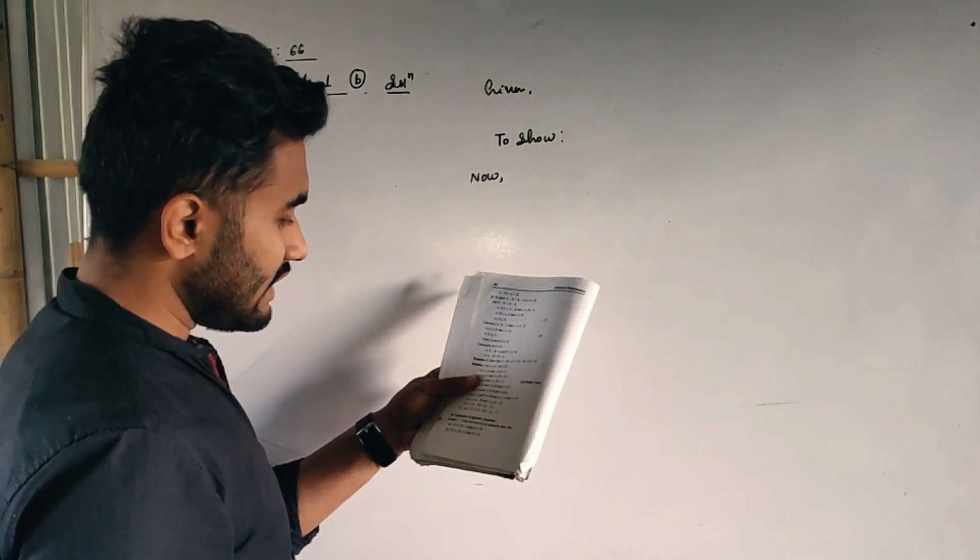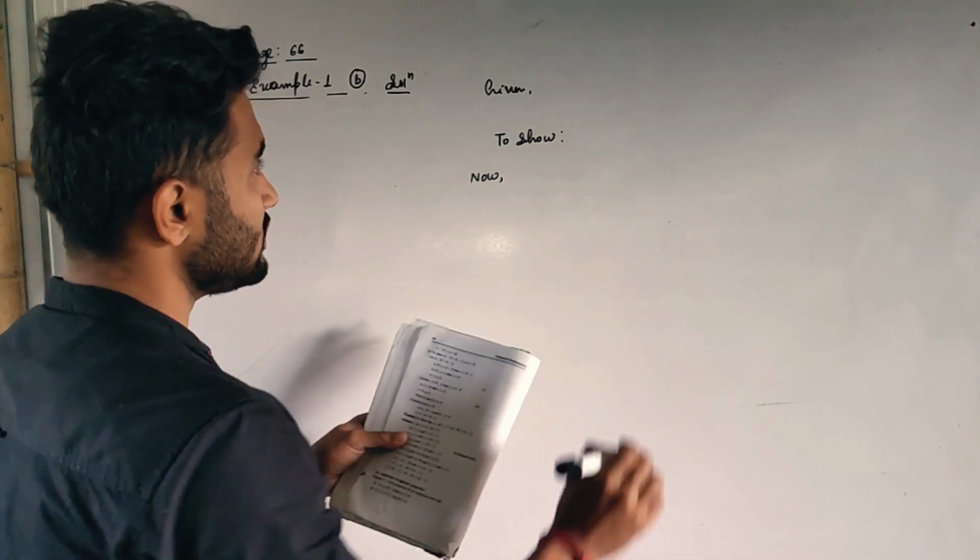Okay, so what is given? If A union B complement is equal to U, this time this is the given part.